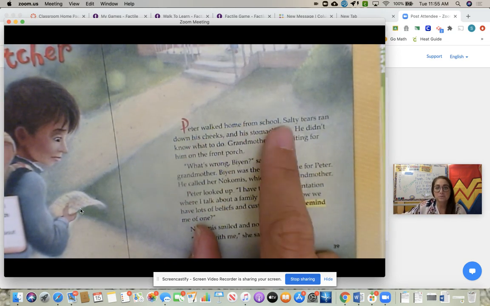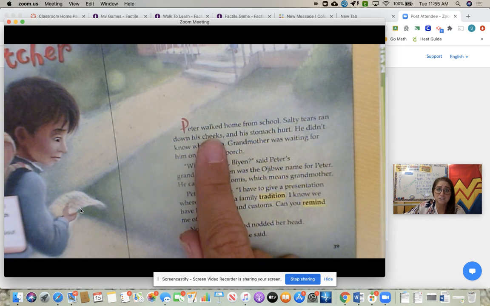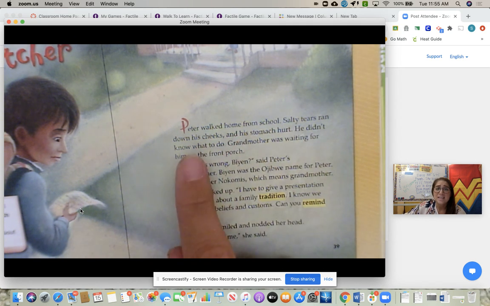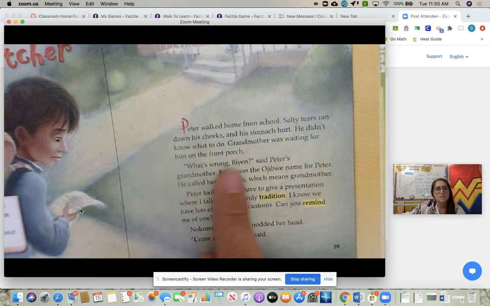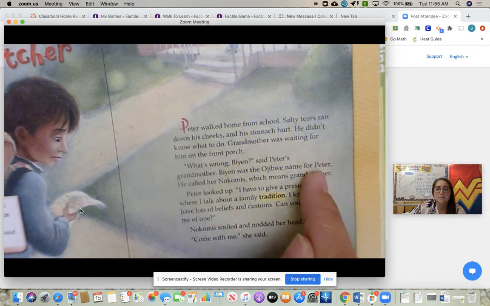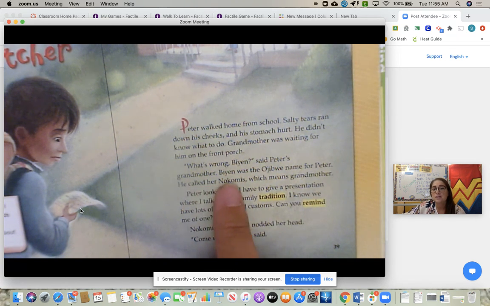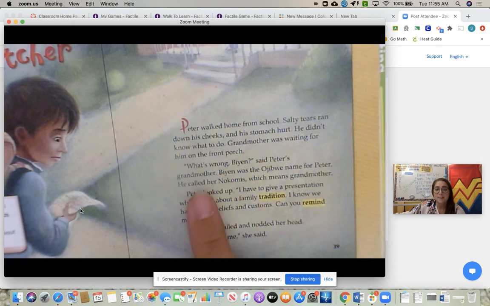Peter walked home from school. Salty tears ran down his cheeks, and his stomach hurt. He didn't know what to do. Grandmother was waiting for him on the front porch. "What's wrong, Bayan?" said Peter's grandmother. Bayan was the Ojibwe name for Peter. He called her Nokomis, which means grandmother. Peter looked up. "I have to give a presentation where I talk about a family tradition. I know we have lots of beliefs and customs. Can you remind me of one?" Nokomis smiled and nodded her head. "Come with me," she said.